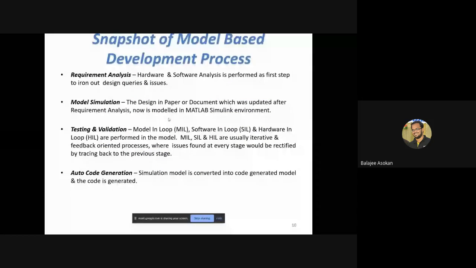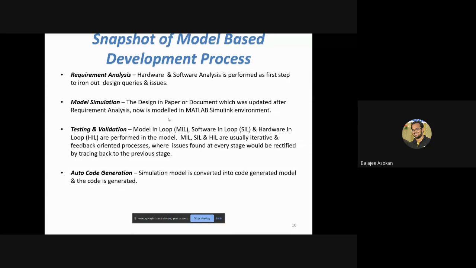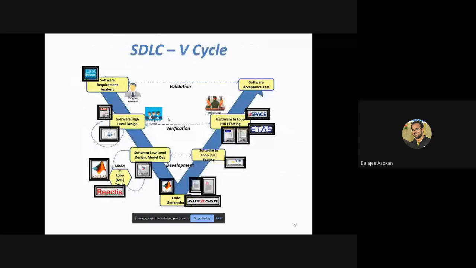So under this, as far as developers are concerned, what are their different roles over here? One is to do the requirement analysis. Next one would be the model simulation. Then it is testing and validation, followed by auto code generation. So this, I think we have already briefly explained.